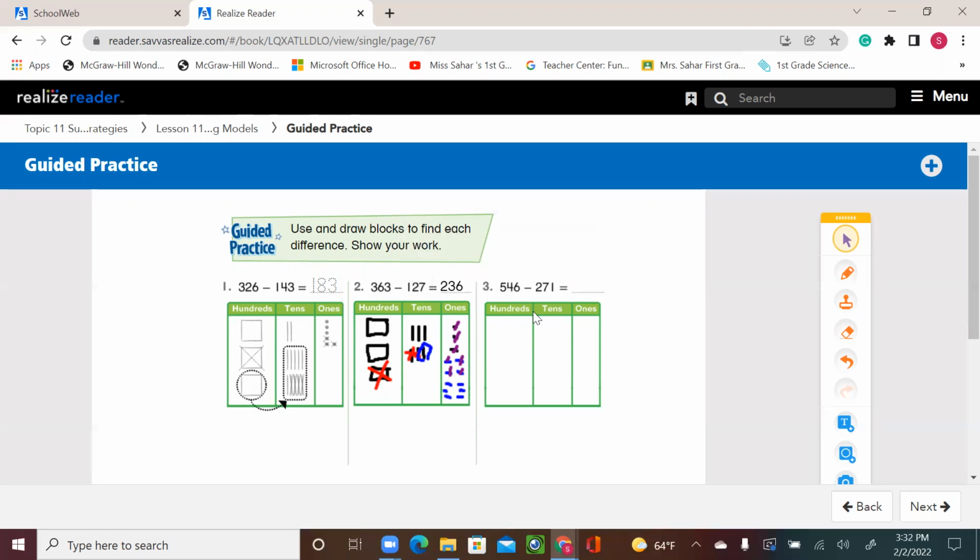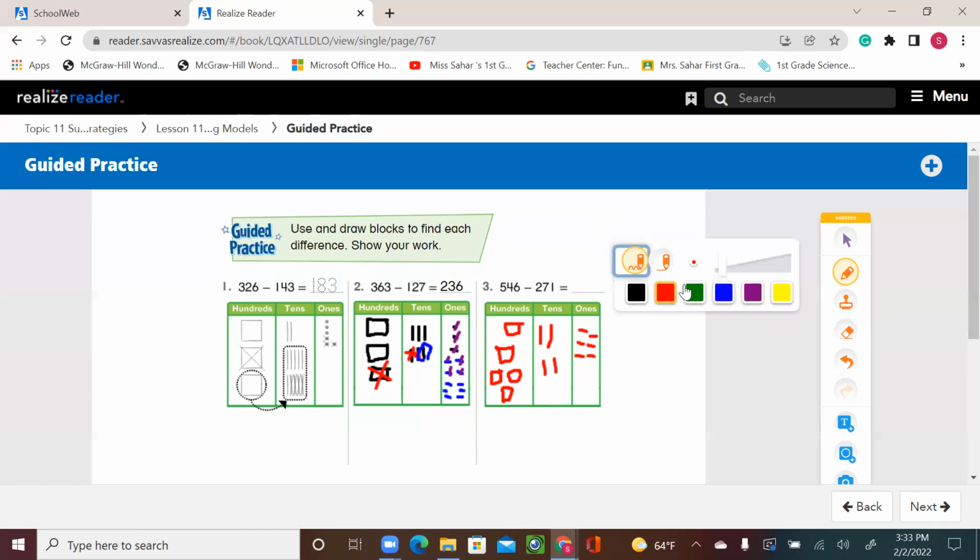Okay. Let's do number 3. 546 minus 271. Okay, let's put my hundreds, 500. Oops, let's fix this. Okay, 1, 2, 3, 4, 500. Okay, 4 tens. 1, 2, 3, 4. 6 ones. 1, 2, 3, 4, 5, 6. All right, so let's subtract the number we have, 271.